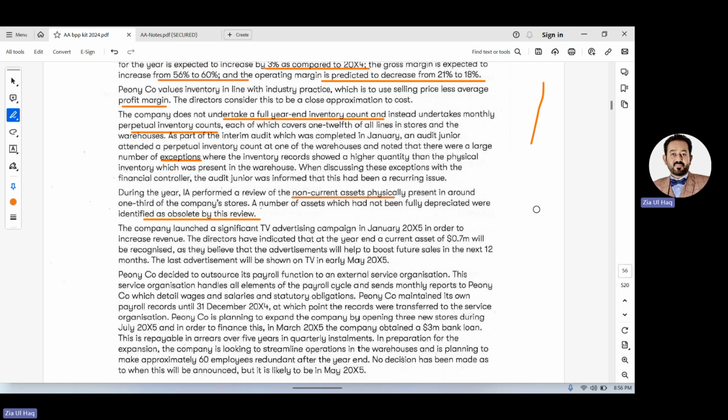The company launched a significant TV advertising campaign. Where should the advertising expenditure be recorded? In the profit and loss account, under admin expenses, or selling or distribution expenses.